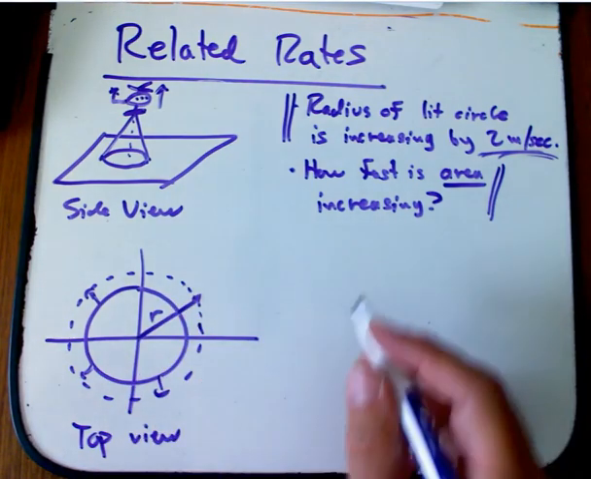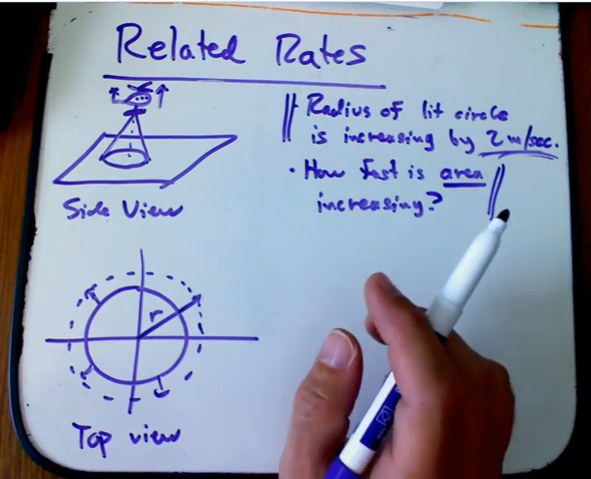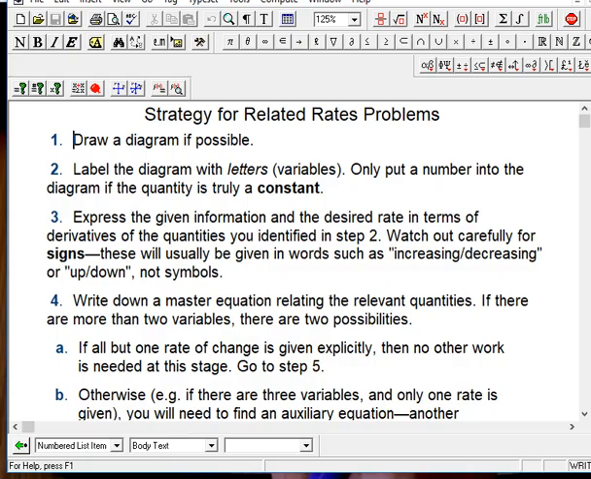Next, it's not absolutely always something you can draw a picture of, but usually you can. Label the diagram with letters, variables. Don't label it with numbers, unless it's something that's absolutely definitely a constant. So radius is something that's variable, so definitely needs to be a letter. And then, of course, we want the area A as well. So we'll call that big A as usual.